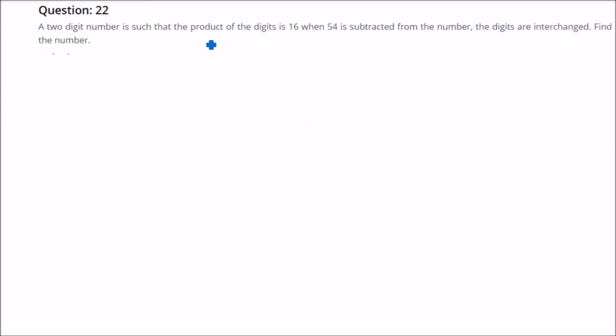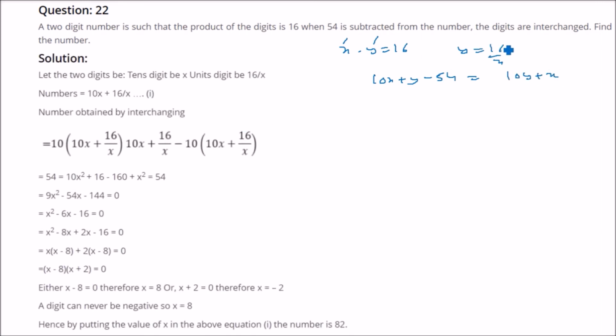A two-digit number is such that the product of the digits is 16. Same thing, x into y is 16. So y will be equal to 16 by x. If 54 is subtracted from the number, 10x plus y is the number, if the first digit is x and second digit is y. So if 54 is subtracted from this number, the digits interchange, that is, it will be 10y plus x. Same thing. Now we are going to put this 16 by x here, multiply both sides by x.